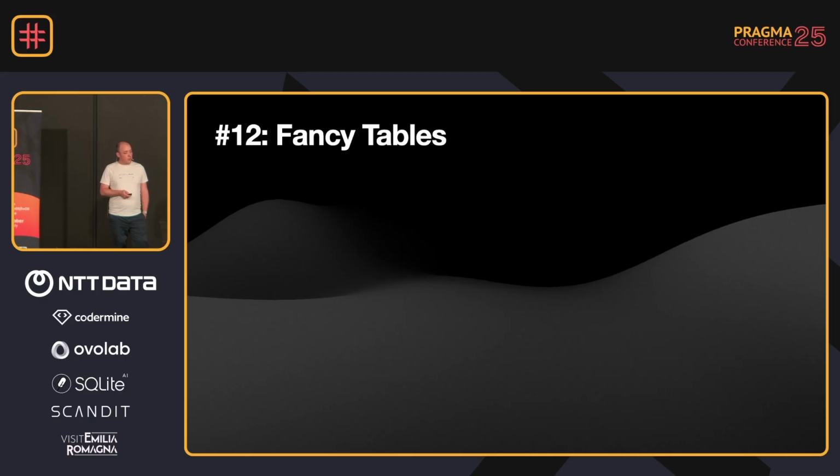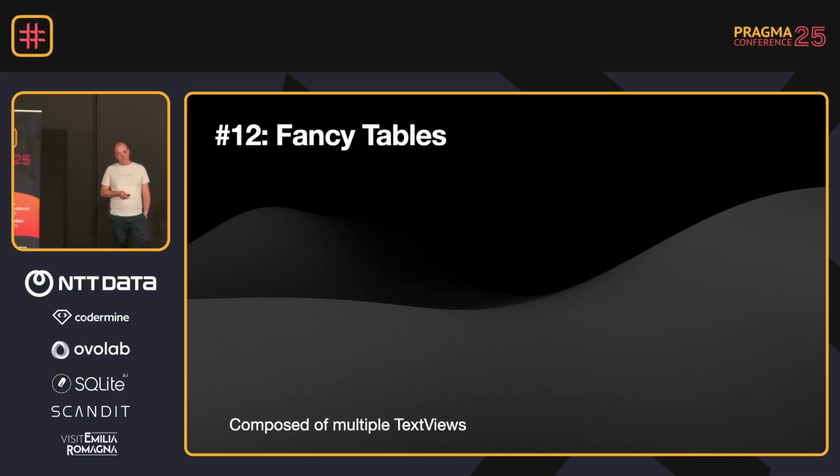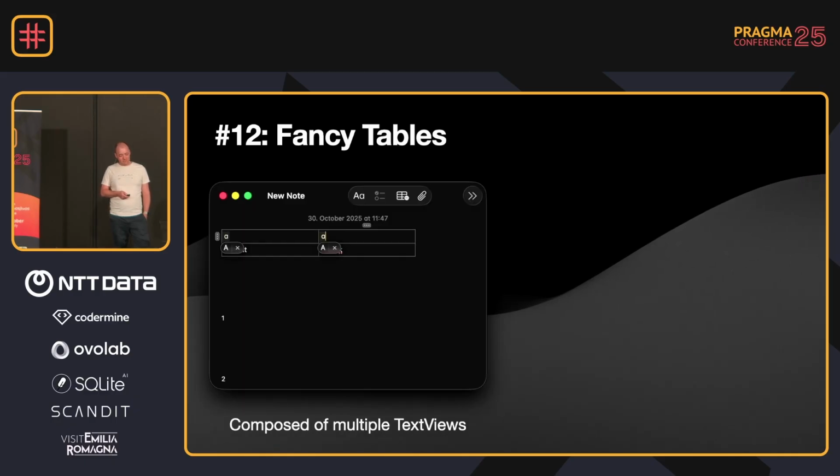And you know what? I know that the tables in Notes are composed of multiple text views. How do I know? You can have multiple autocompletions at the same time in all those text views, right? There must be a text view if there's an autocompletion. I'm not calling this a bug, but it is.